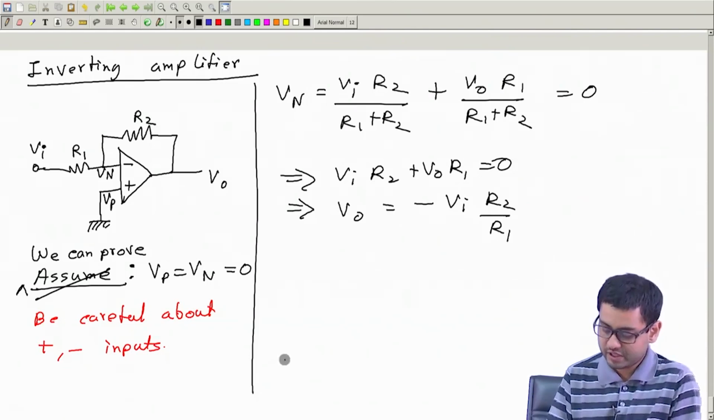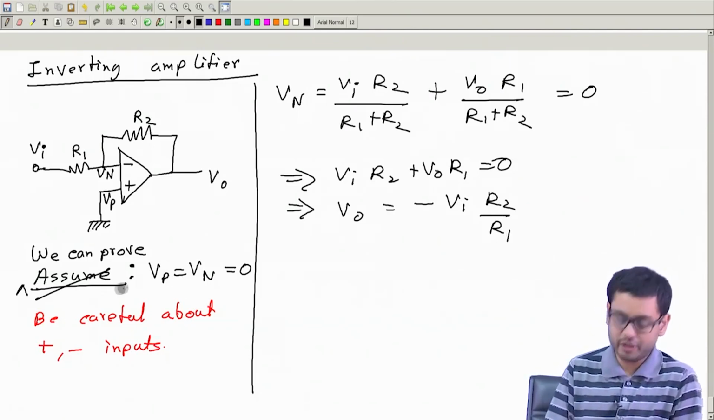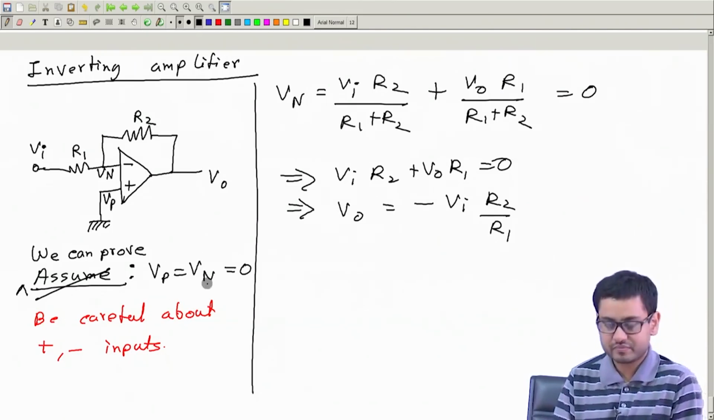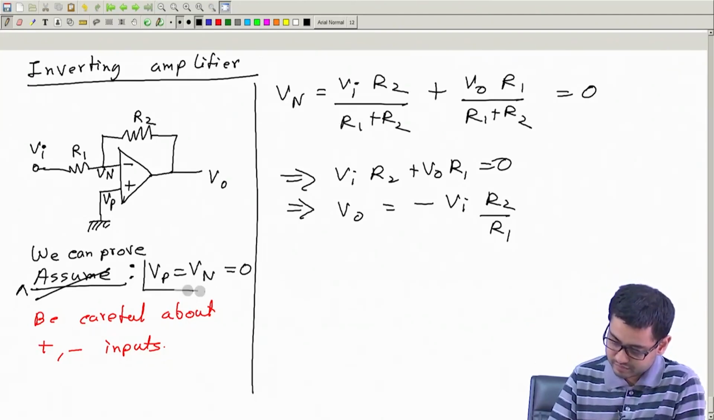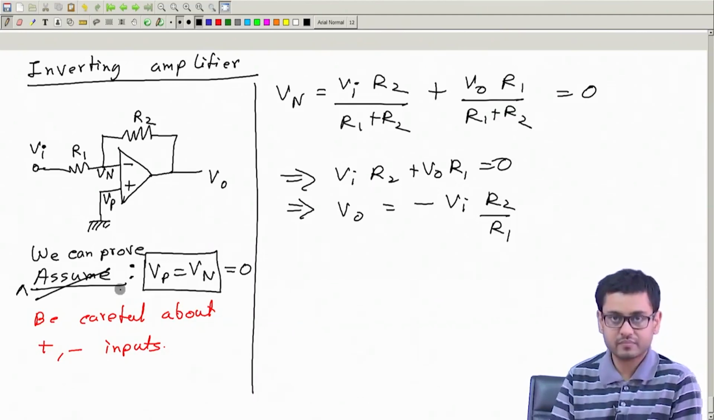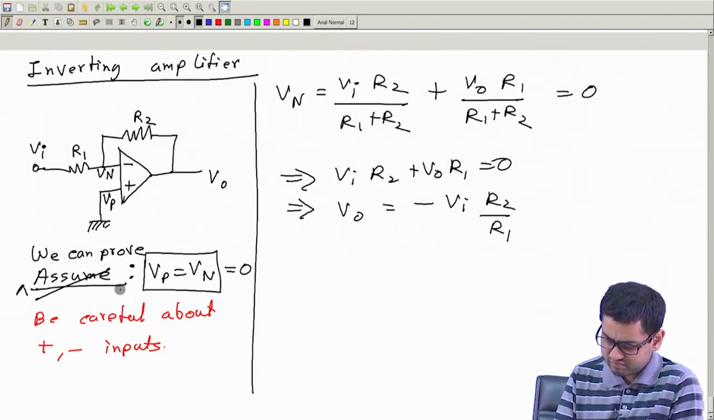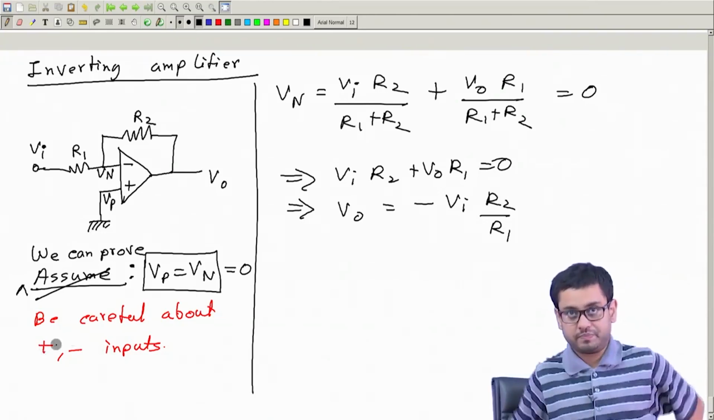So simple. Once you start from this fact that Vp is equal to Vn. Okay, great. But be careful always about this plus minus symbols.